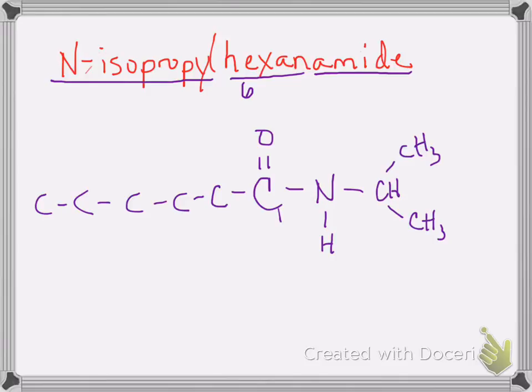So now I just need to go back to the chain over on the left here, the 6-carbon chain, and because there's no other group, I just need to decorate it with hydrogens, and I will be done drawing this molecule. So there is the proper structure for N-isopropylhexanamide.